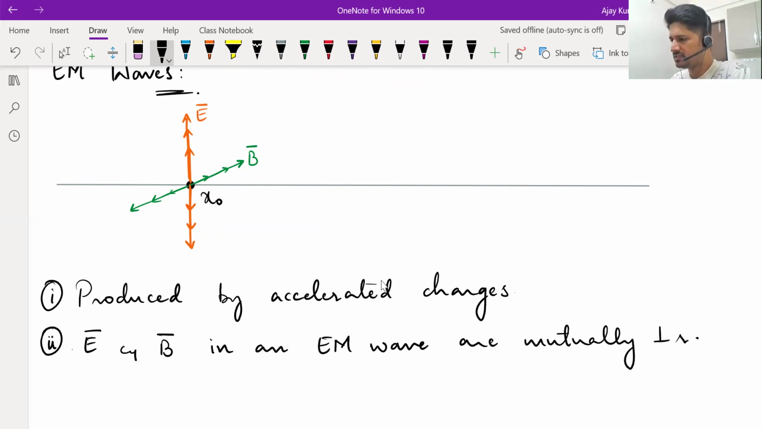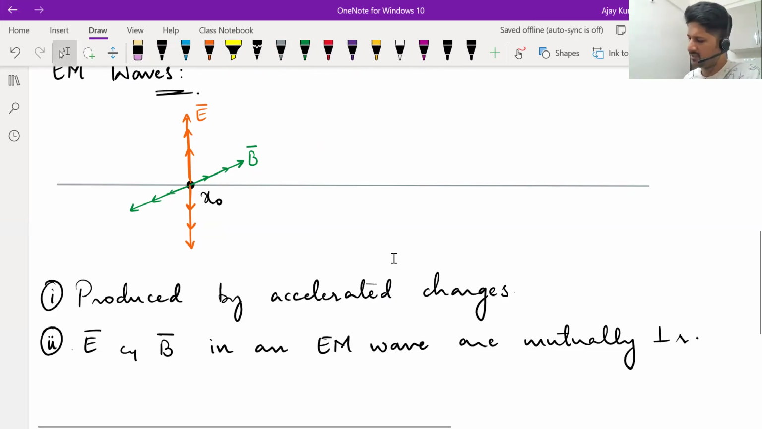Okay, what do we mean by this? At a particular point in space, suppose an electromagnetic wave is traveling, meaning a disturbance in electric and magnetic field is traveling. The electric field produced at that point in space and the magnetic field produced at that point in space itself, they are mutually perpendicular to each other. It has been found experimentally. The angle will always be 90 degrees between them.